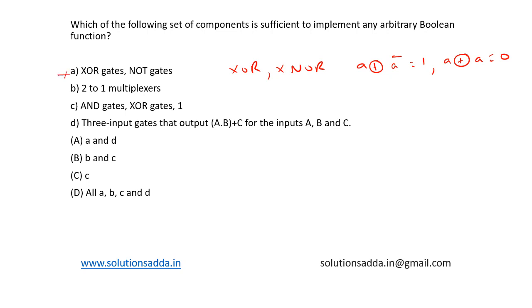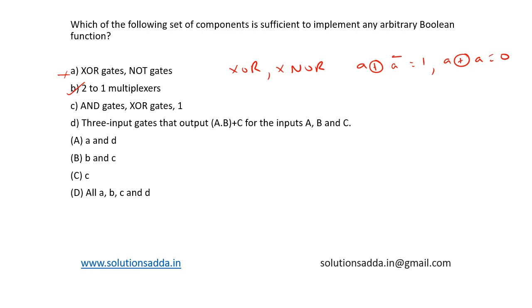2 by 1 multiplexer. Yes, using 2 by 1 multiplexer, we can make it functionally complete provided we have external 1 and 0 available. So this is a correct option. How to make it? For NOT gate, we can use X as the select line and use 0 and 1 as the inputs.